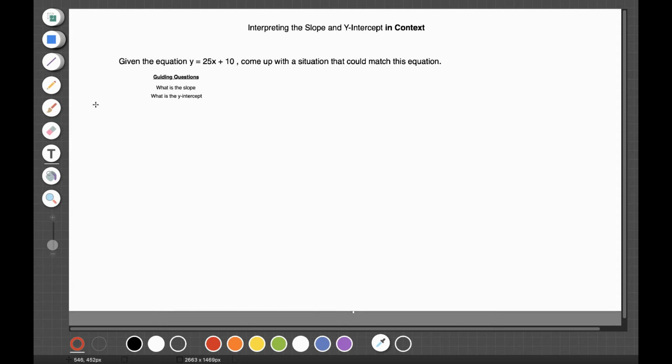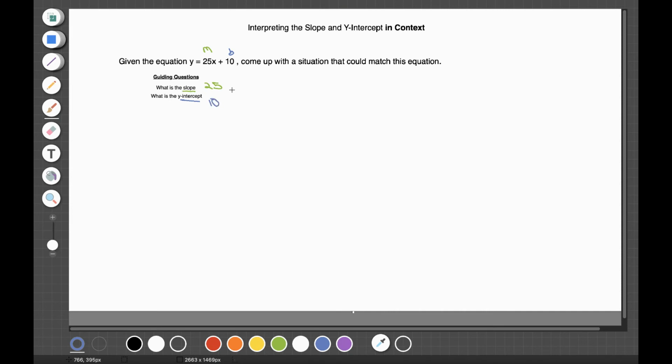The first thing is, let's address these two guiding questions. What is the slope? Super important. We really need to have this down solid, because you can't interpret the slope if you don't know where the slope is. If I'm thinking about y equals mx plus b, which one of these is the m? Great job, the m is our 25. So 25 is the slope. And the y-intercept is going to be the b, so 10.